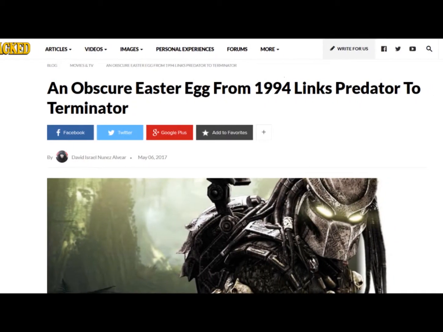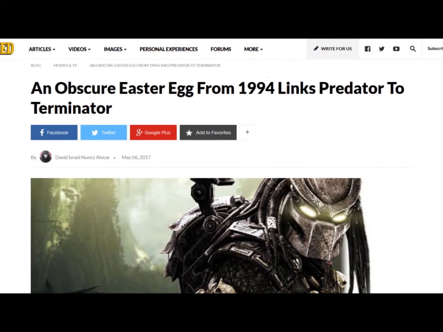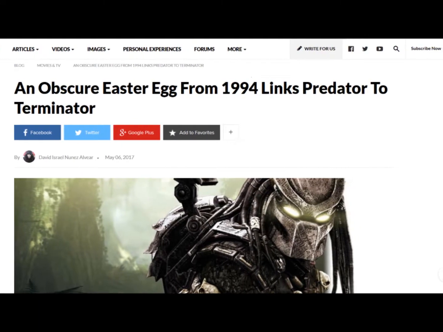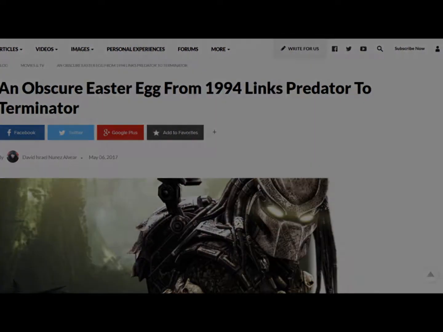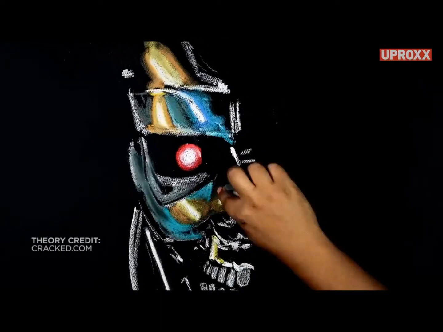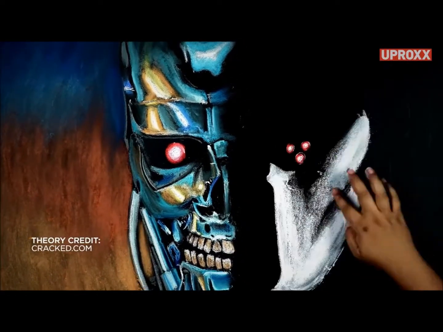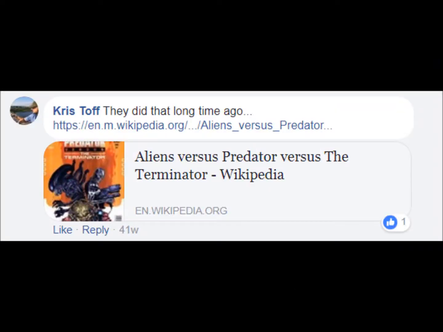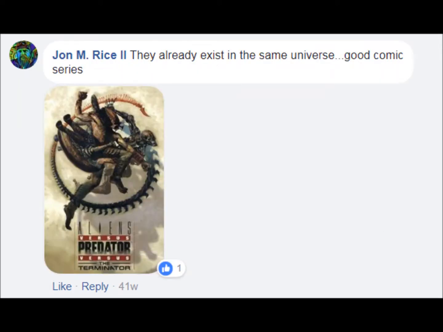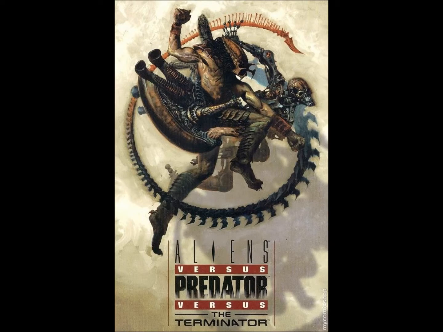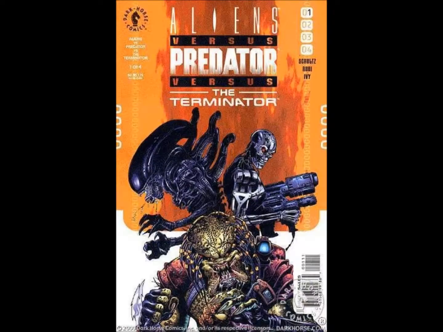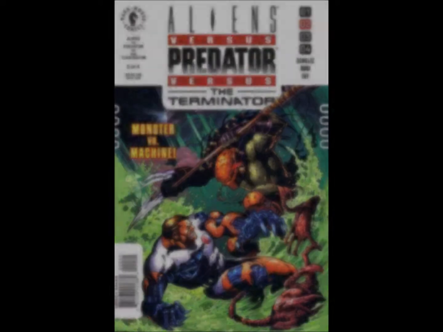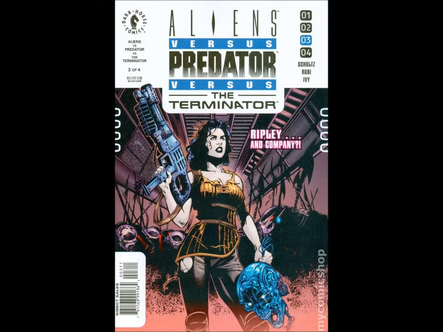Last year, I wrote a fan theory article for Cracked where I revealed my discovery of an Easter egg that had gone unnoticed for over 24 years. This Easter egg intrinsically tied the Terminator universe to the Alien and Predator universes. And yes, I am very aware of the existence of the Aliens vs. Predator vs. Terminator comic. This Easter egg was arguably more important than the comic, which wasn't bad, but it didn't really have any long-term repercussions to the lore of any of these properties.